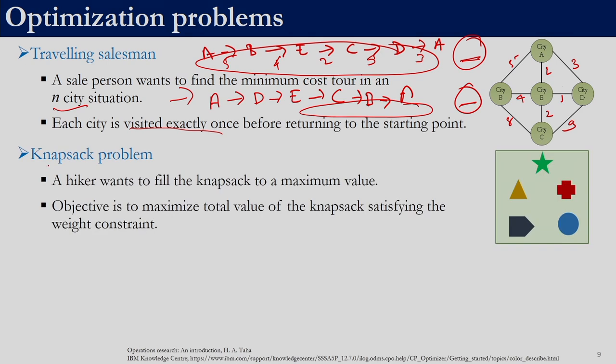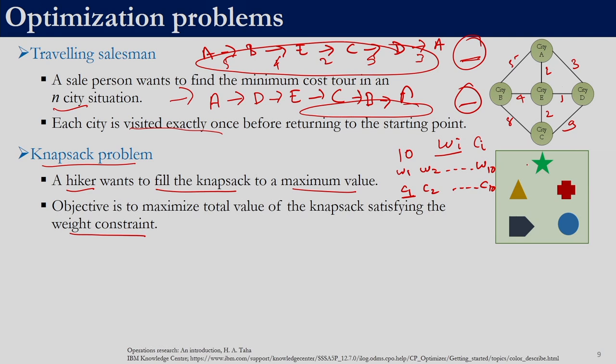Another problem is what is called the knapsack problem. In this knapsack problem, we have a hiker who wants to fill the knapsack to a maximum value. Let's say there are 10 items. Each item is associated with a weight and a cost. So I have 10 items, where i denotes the index, W1, W2, all the way up to W10, and then we have C1, C2, all the way up to C10. C indicates the cost. Now the person wants to fill as many items as possible in the bag, and there is a weight constraint that the total weight of the knapsack has to be less than a given value. For whatever items he or she chooses to place in the knapsack, we can calculate the total value that he is carrying.